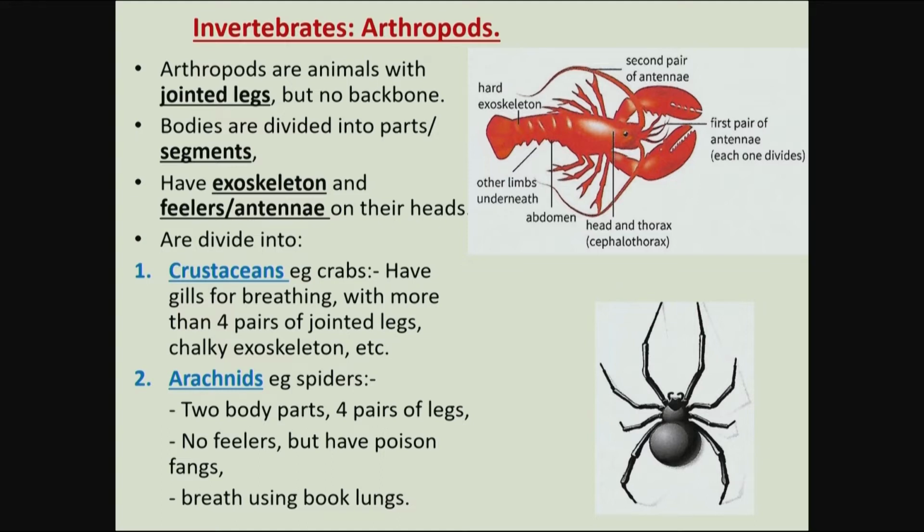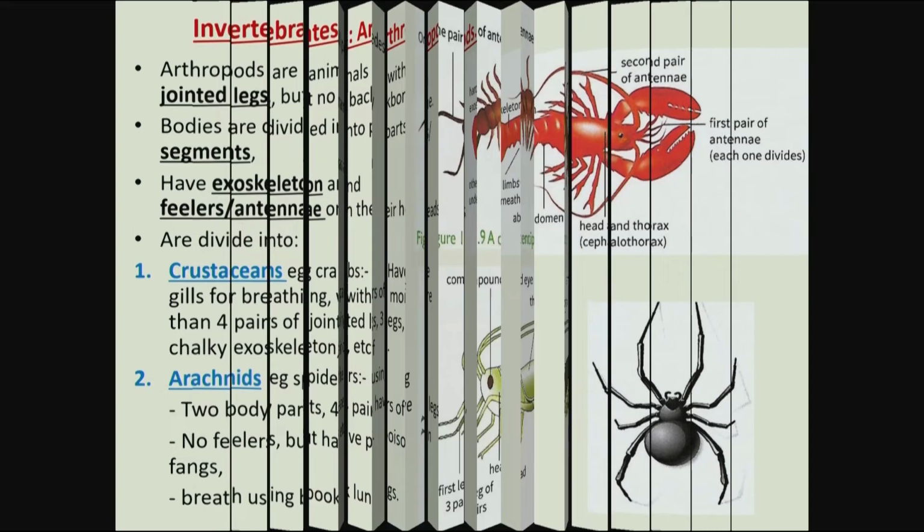The next group are the arachnids. Here we have the spiders and the scorpions. Their bodies are divided into 2 parts, that is, their thorax and their head have been connected together to form what we call a cephalothorax. So they have only 2 body parts, the cephalothorax and the abdomen, and they have 4 pairs of legs, or 8 legs. They have no feelers, but they have poisonous fangs that they use to disable their prey, and they breathe using what we call book lungs.